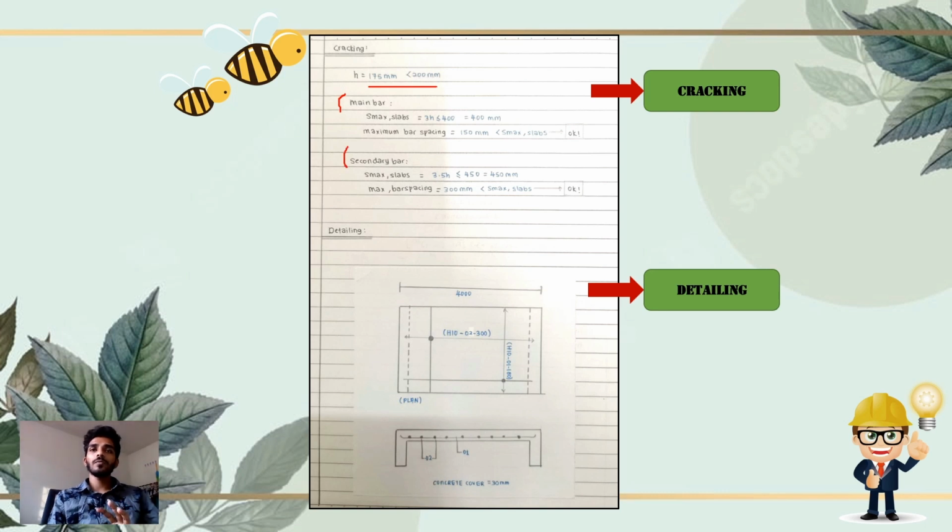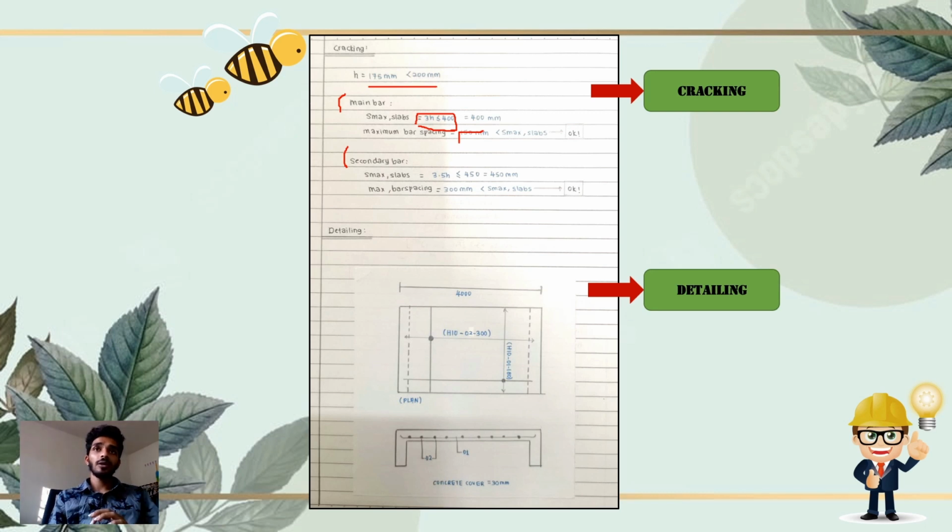For the main bar, we have S max slabs, which is equal to 3h, needing to be lower than or equal to 400. This is the reference, which is equal to 400 millimeters based on our calculation. The maximum bar spacing, if we refer to the book, is 150 mm, which is lower than or equal to S max slabs, so this statement is okay for the main bar.